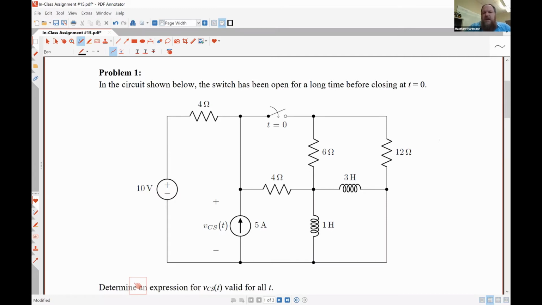So with that in mind, how are those two inductors electrically connected? Are they in parallel, are they in series, or is it neither? They're in parallel. So that means that I can combine them into a single equivalent inductance. Who can tell me what that value would be?